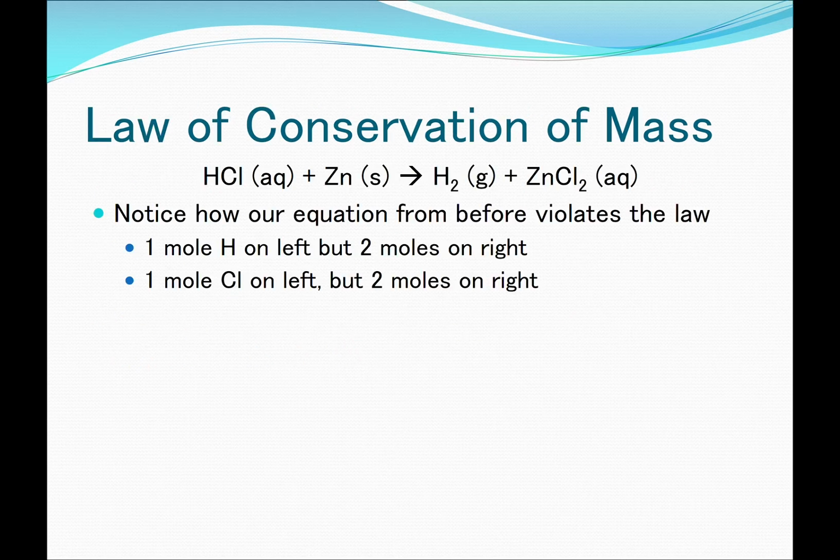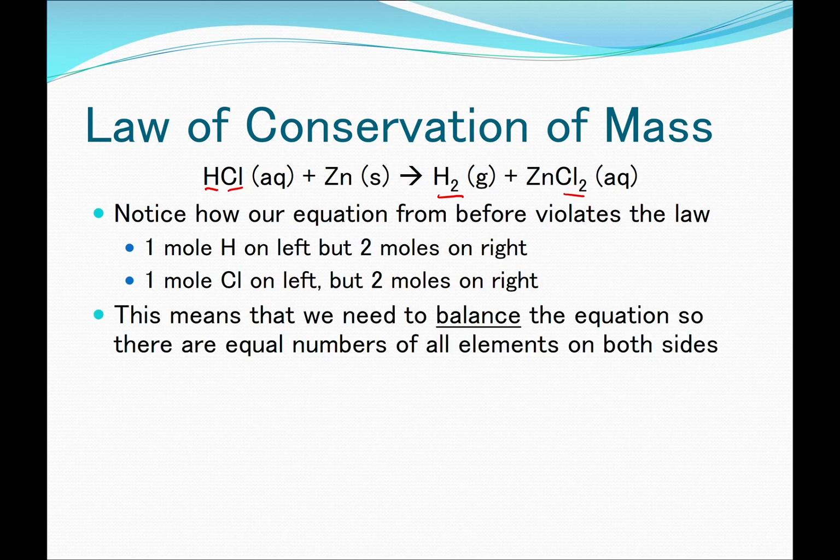So given our example again here, we can see that this equation as it's written is violating the law of conservation of mass. On the left-hand side here, we have 1 mole of hydrogen, but on the right, we have 2 moles. We have 1 mole of chlorine on the left, and we have 2 on the right. This is a violation of the law of conservation of mass. So in order to make this reaction work correctly, we have to balance the equation. So that'll give us equal numbers of elements on both sides.